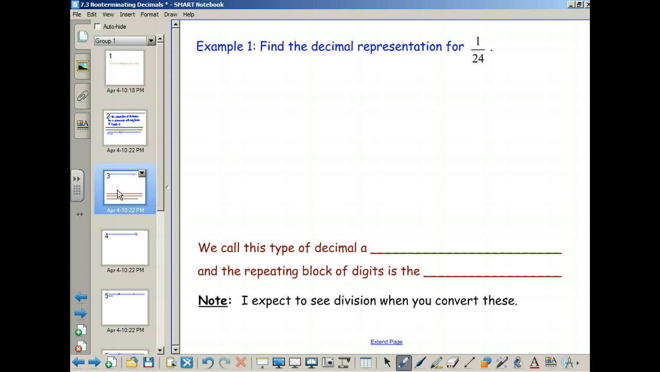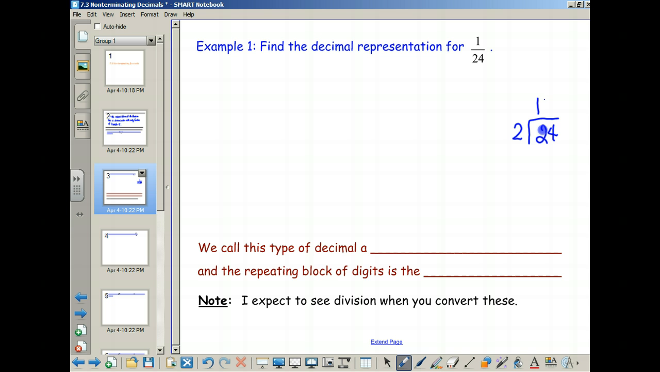So here's an example. We've got the number 1/24. And let's first of all verify that in fact it is a non-terminating decimal. The way that we do that is we factor. So I'm going to do the same factor diagram that I did before, though of course you don't have to. What's the smallest number that goes into 24? 2. Smallest number besides 1.